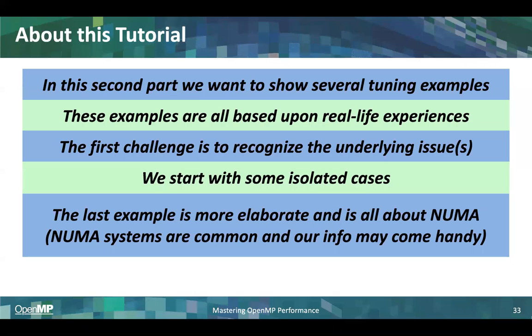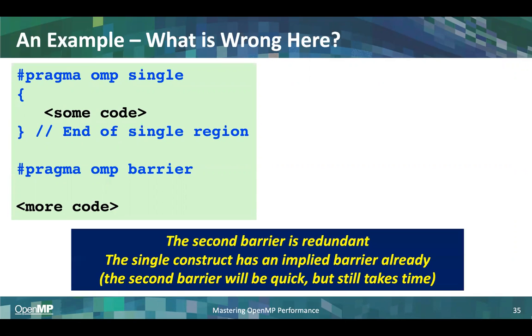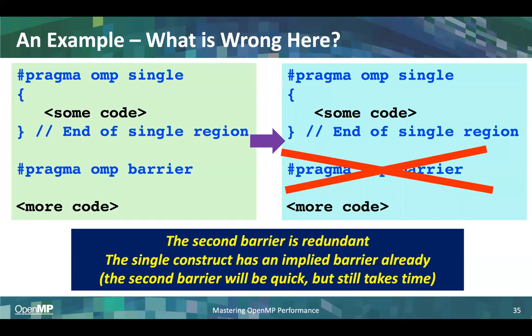The last part is a completely worked-through NUMA example. So, more examples. Here's one, and all of this is picked up from real code, so I didn't invent this. There's a single region, I have some code in there, and then the end, followed by a barrier. It looks like fairly innocent code, but it's wrong from a performance point of view, because that second barrier is redundant. The single has an implied barrier. So we have two back-to-back barriers, and admittedly, the second barrier is going to be faster, but it's still taking you time. And as you add threads, the cost of that will go up. So why waste it? Just remove it. It was not necessary in this code.